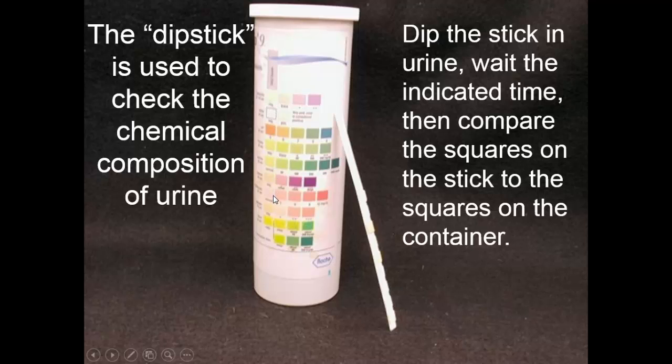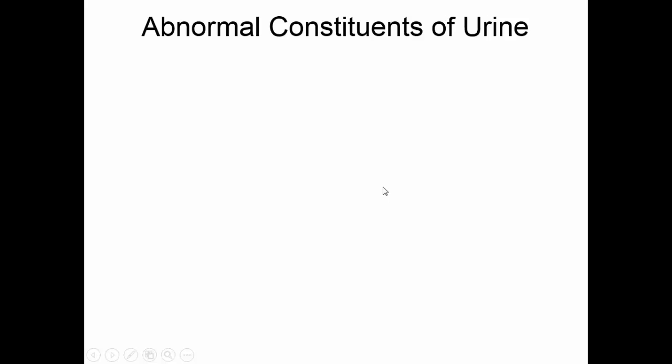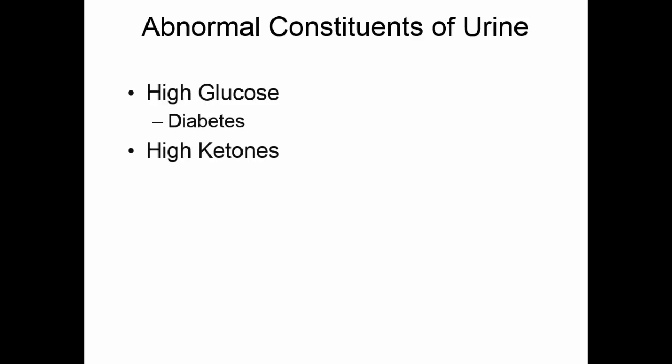Normally you want everything to be negative. Some of the things we do not want to find in urine, the things that are abnormal, would include glucose. Glucose in urine is a good indicator that someone has diabetes. If there are ketones in urine, this means that diabetes is going on, or it could also mean that someone is starving. So if you had a high glucose and high ketones, that would be diabetes. Only high ketones, you may have someone who's anorexic and starving themselves.